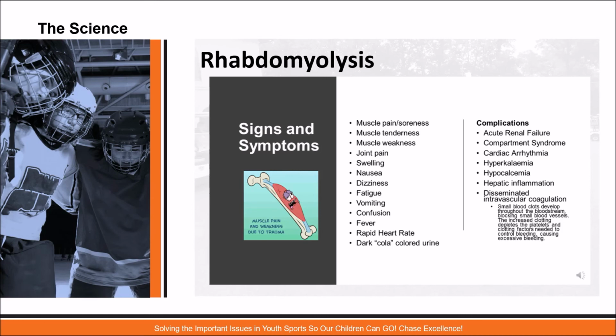This can cause kidney failure. It can cause something called compartment syndrome. It can even cause death. Muscle pain and soreness, muscle tenderness, weakness, joint pain, swelling, nausea, dizziness, fatigue, vomiting, confusion, fever, rapid heart rate, dark cola-colored urine are all signs and symptoms of rhabdomyolysis. And I think what you're seeing is many of these signs and symptoms can be similar. So heat injuries can sort of look the same. Brain injuries can sort of look the same. Paying attention to our athletes is critical.